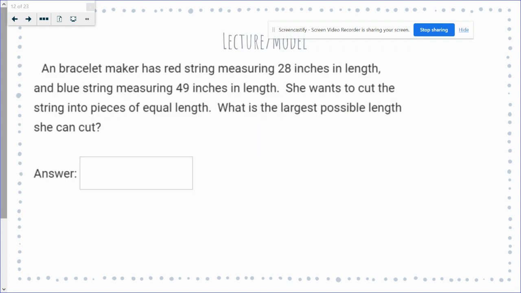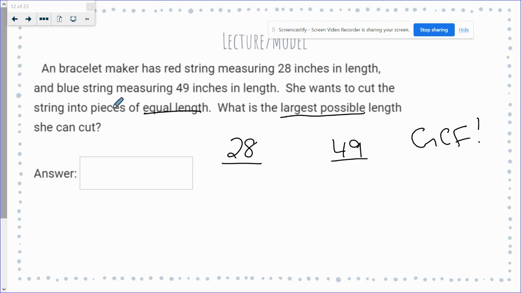All right. Last problem. And we've actually already done this as a math starter before, so let's just go through this quickly. A bracelet maker has red string measuring 28 inches in length and a blue string measuring 49 inches in length. She wants to cut the string into equal lengths, meaning she wants to cut them into the same length and the largest possible length. We need the GCF. What is the largest number you can divide both of these by?